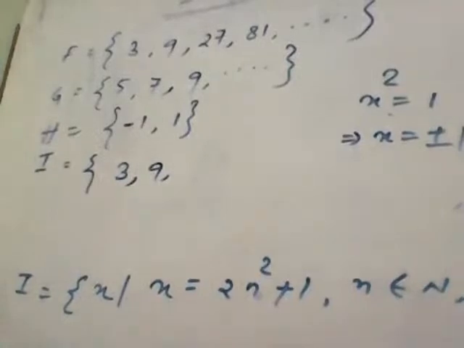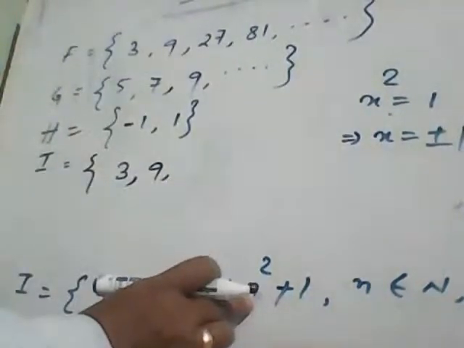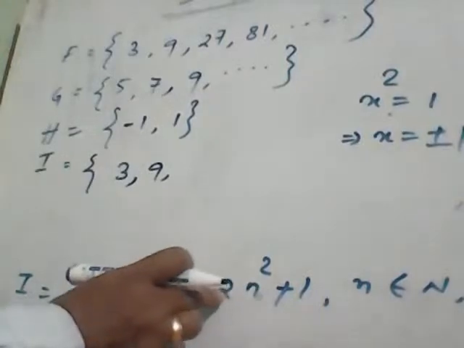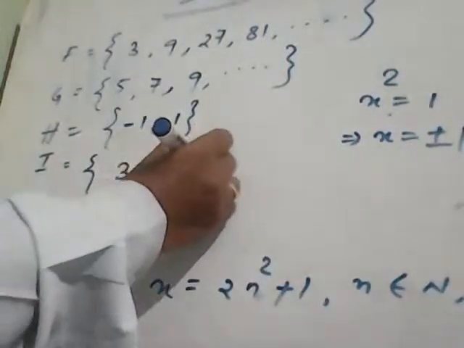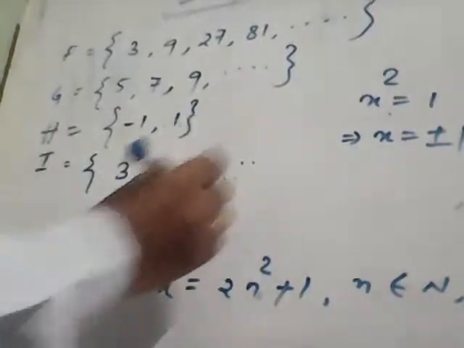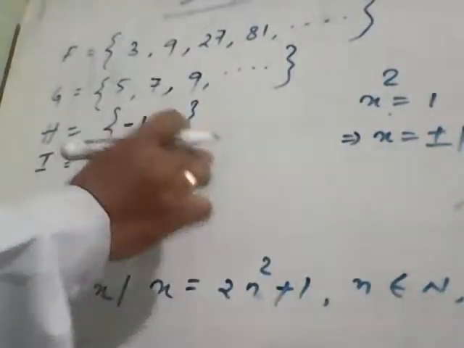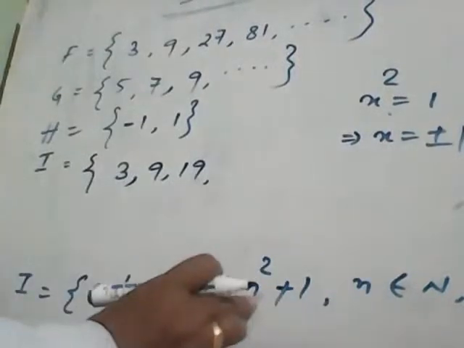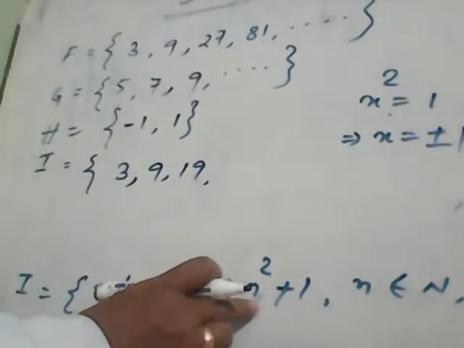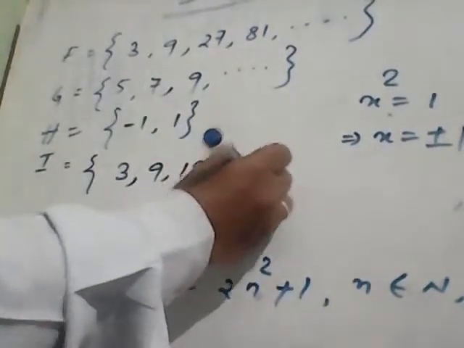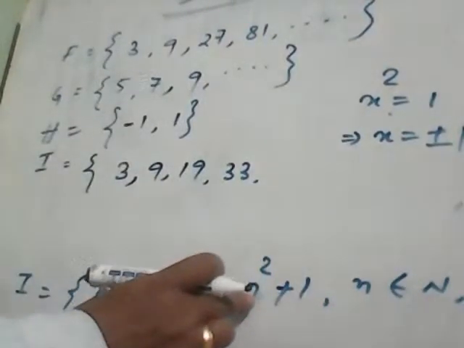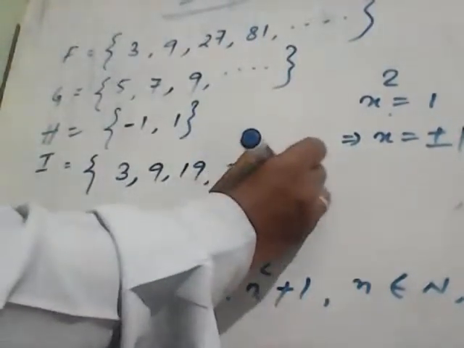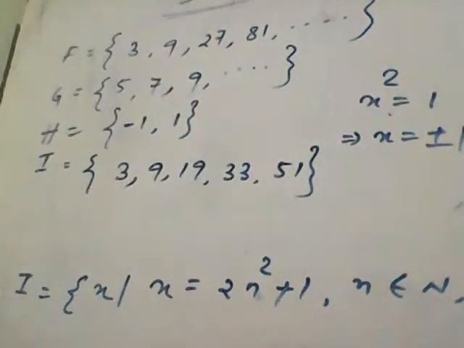Next element, put 3 here. 3 square is 9. 9 into 2, 18. 18 plus 1, it is 19. And so on. How many? Up to 5. So it is better to write the remaining 2 elements. Put 4 here. 4 square 16. 16 into 2, 32 plus 1, it is 33. Then put 5. 5 square 25 into 2, 50. 50 plus 1, it is 51. This is how to calculate and write the answers.